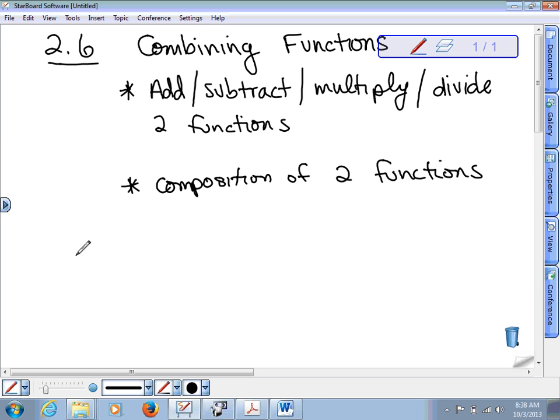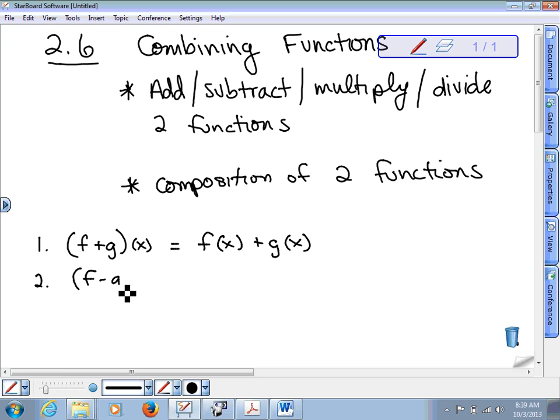Okay, so just a real quick review. If I asked you to do f plus g of x, given two functions f of x and g of x, f plus g of x just means f of x plus g of x, right? And f minus g of x is equal to f of x minus g of x.